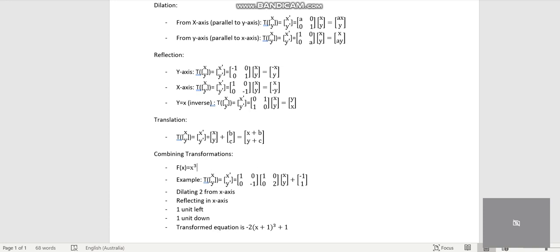Wait, hang on a second. Function dilation 2 from the x-axis. Okay, that should be one slight mistake there. Should be 2. Okay, now that intuitively makes more sense. Yeah, that's all.